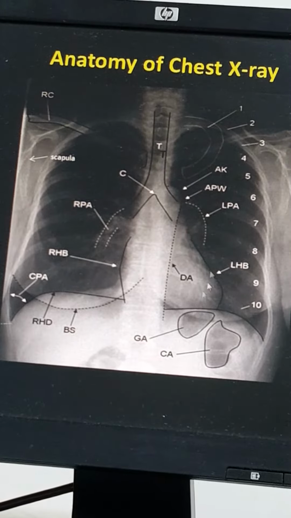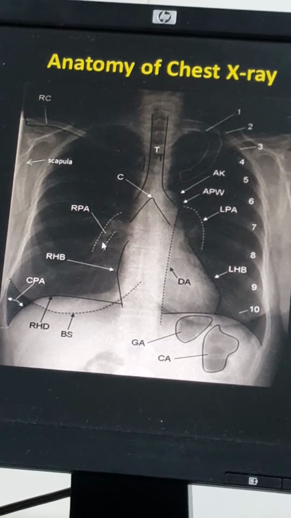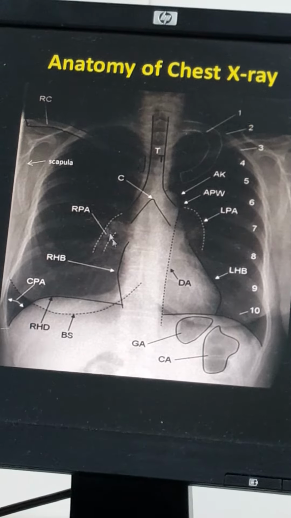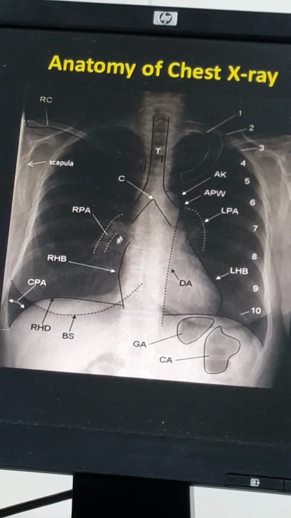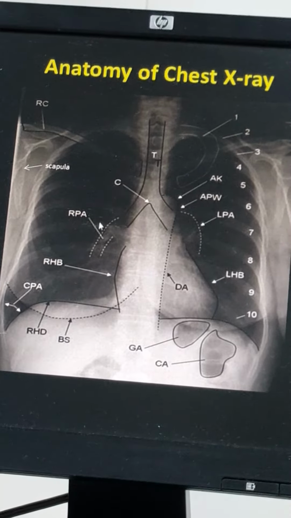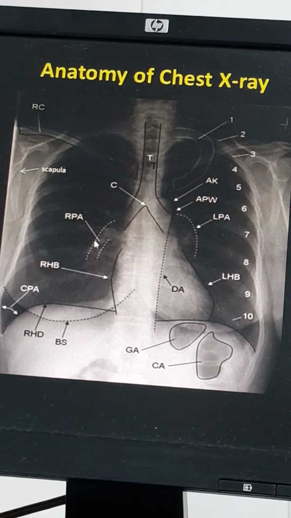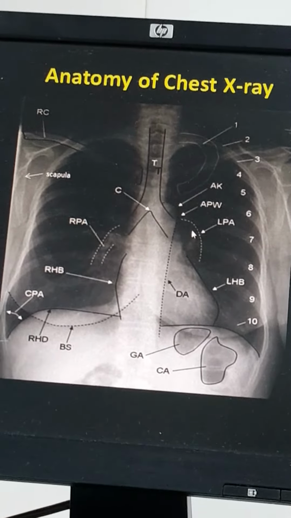Okay, so when there's the right bronchus, there will be a right pulmonary artery. So we have a right main bronchus, right pulmonary artery, then we have a right pulmonary vein, and then we have lymphatics. So the components of the hila are bronchus, pulmonary artery, pulmonary vein, and lymphatics. The same thing on the left side.